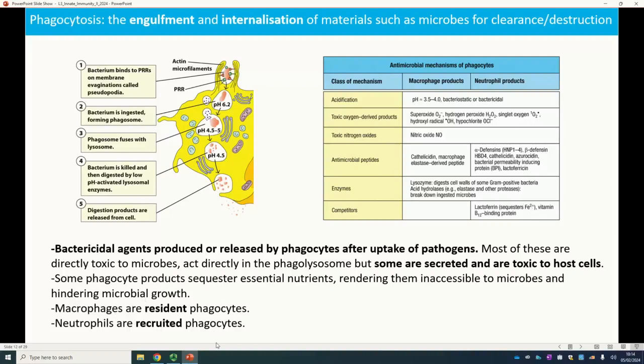And then one other important factor to be aware of, which I touched on earlier on, is that macrophages are our resident phagocytes. So they're resident in the tissues, but neutrophils are the phagocytes that are actually recruited. So the macrophages will recruit the neutrophils, and the neutrophils will follow via chemotaxis, that kind of breadcrumb trail that will take them to the site of inflammation.